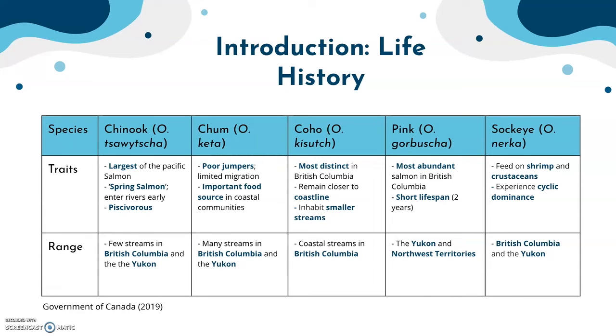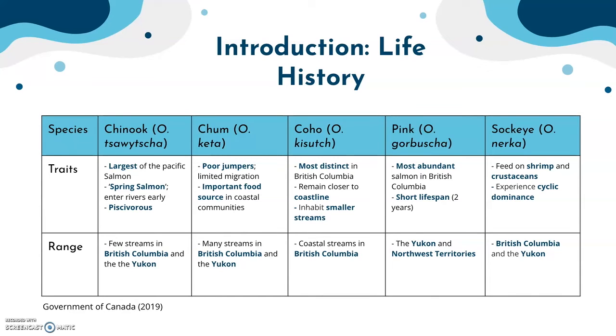And then we have the pink salmon, which, as I mentioned, are the most abundant. They also have a relatively short lifespan of 2 years, whereas the other ones can get up to 4 or even 6 years old. Their range is in the Yukon and the Northwest Territories, which we'll be talking about extensively. They're actually found in the Mackenzie River system within the Northwest Territories.